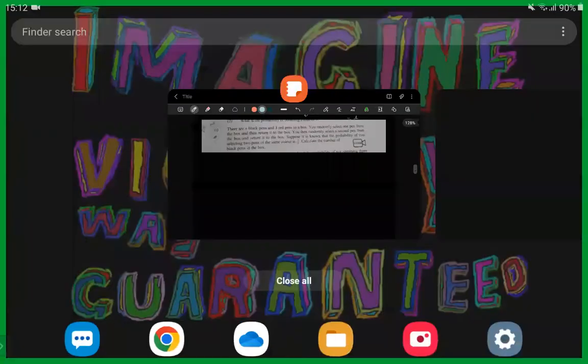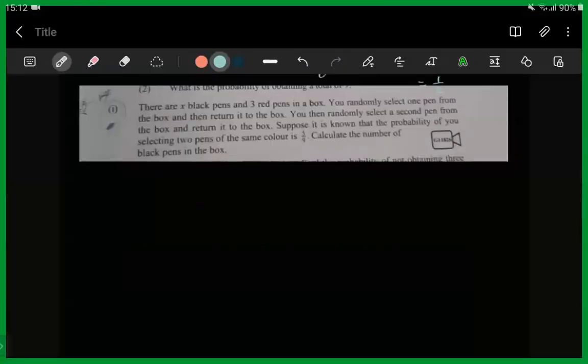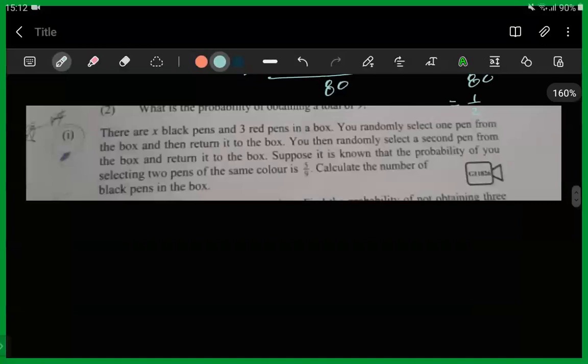With this probability question, right? It says there are X black pens. Okay, so we don't know how many black pens we're dealing with. But then they told us that we have 3 red pens also. So in total, we don't know how many pens. It's technically going to be X plus 3. But then let's carry on.